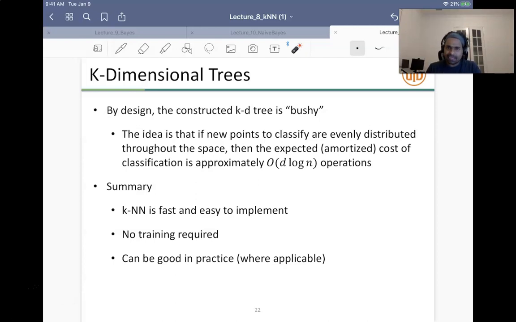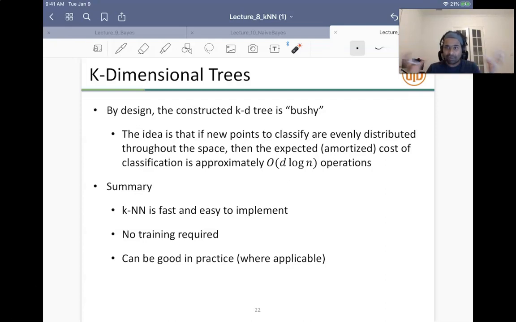So in summary, the nearest neighbor algorithm is very fast, easy to implement, and requires no training, and surprisingly it is actually a very good baseline to try in practice. But obviously there are issues with this, as we saw. There is the issue of complexity, which you can partially solve using the KD tree, but nevertheless, it's still computationally expensive.